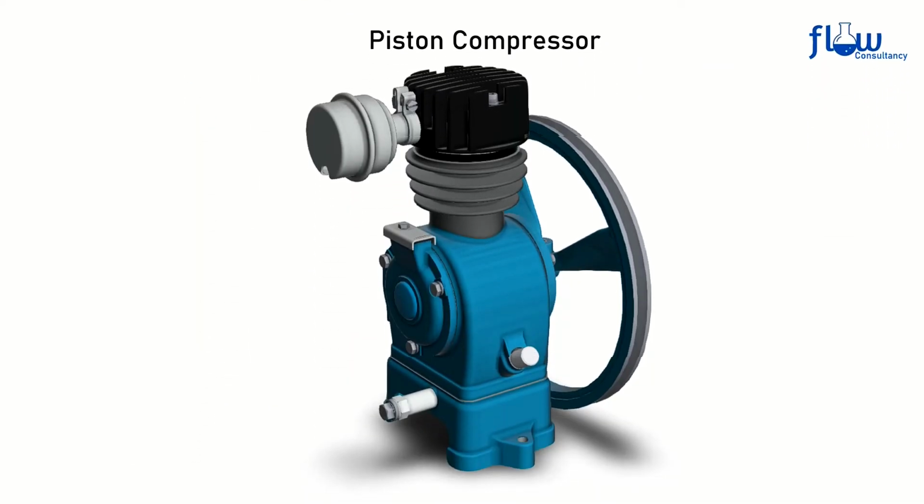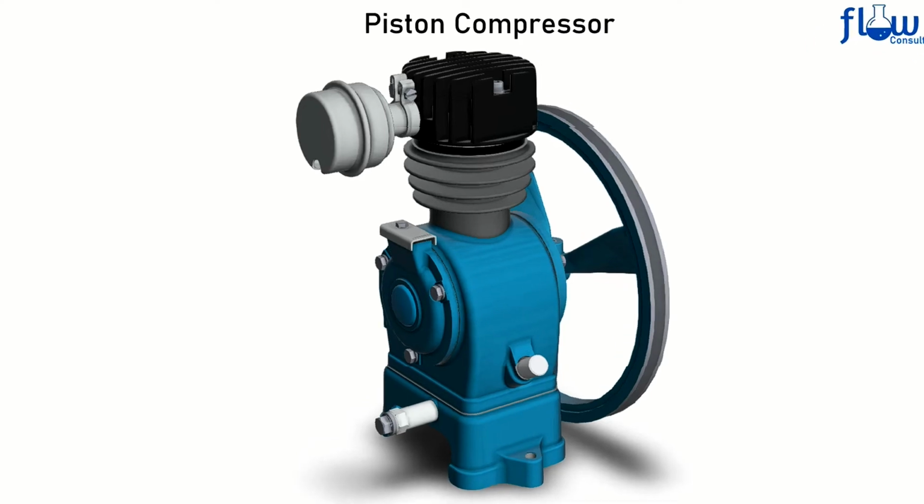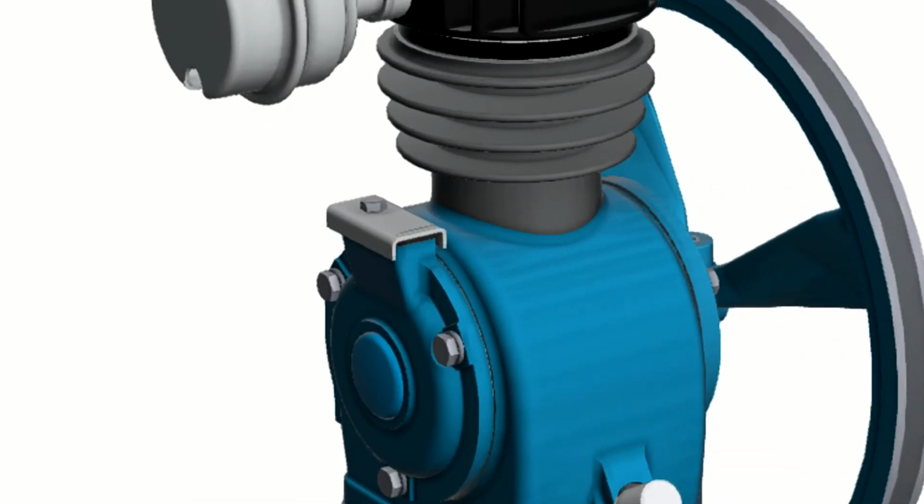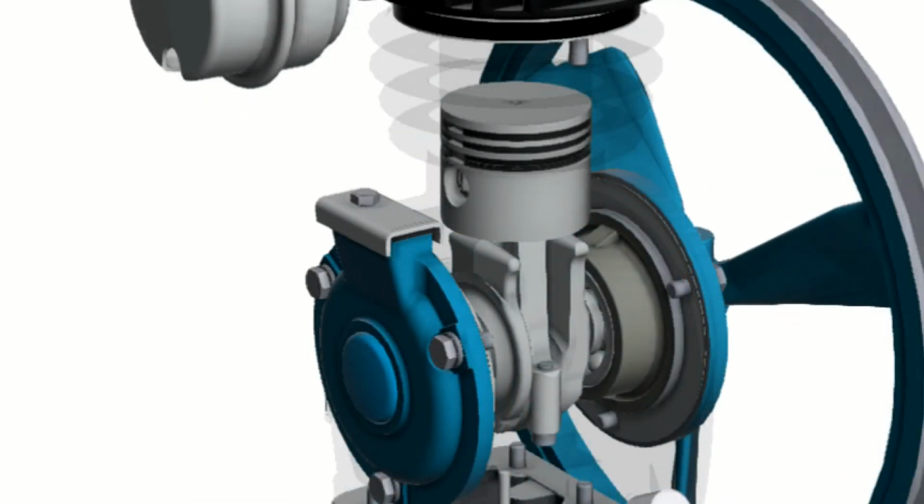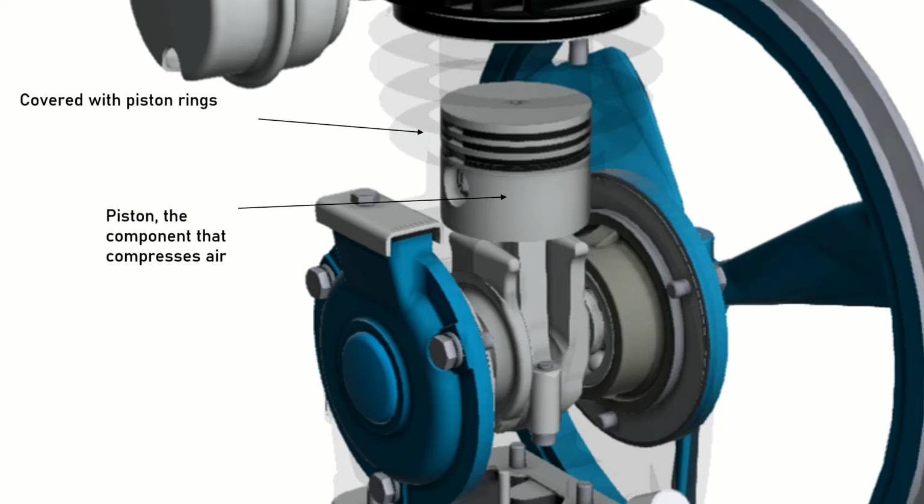Compressors increase the pressure of a gas by reducing its volume. A piston, or in other words, a reciprocating compressor, uses pistons controlled by a crankshaft to deliver the gas at high pressure. The piston is the component that compresses air. In between the piston and cylinder walls, this component is usually covered with piston rings. As the piston moves up and down, the piston rings come in contact with the walls of the cylinder.